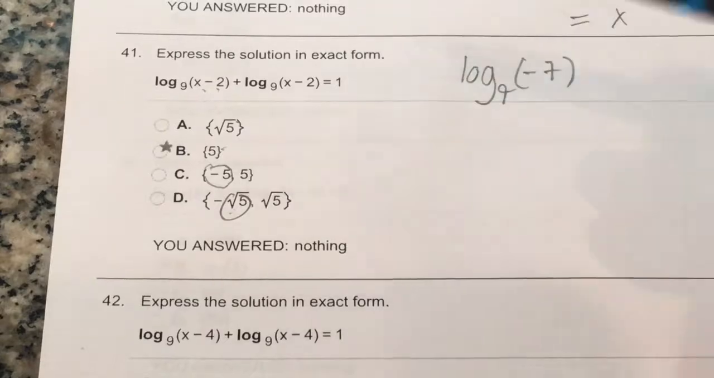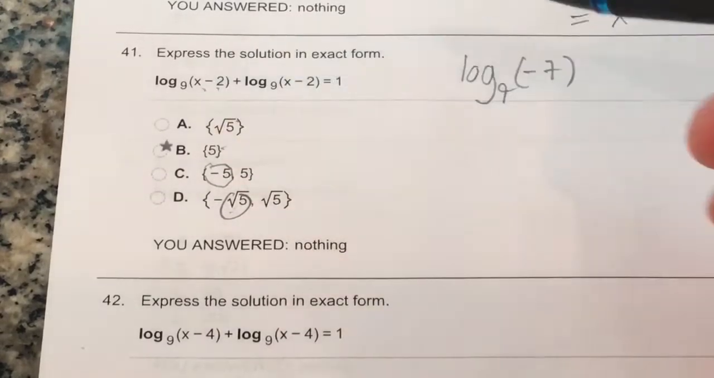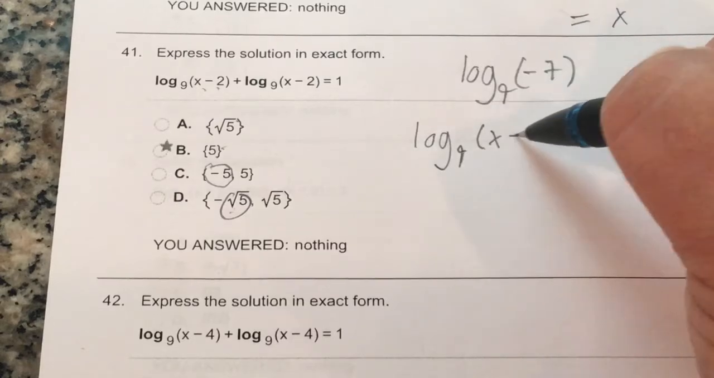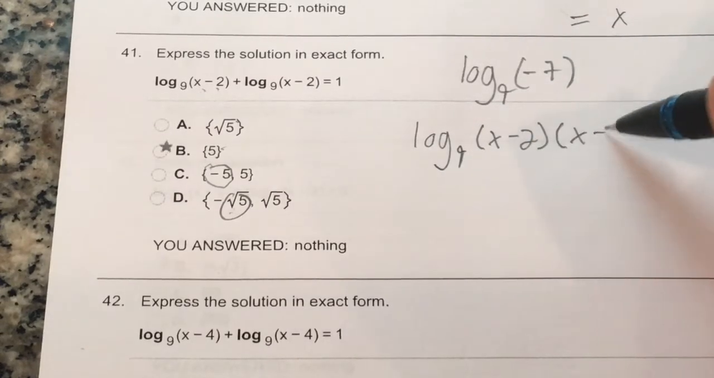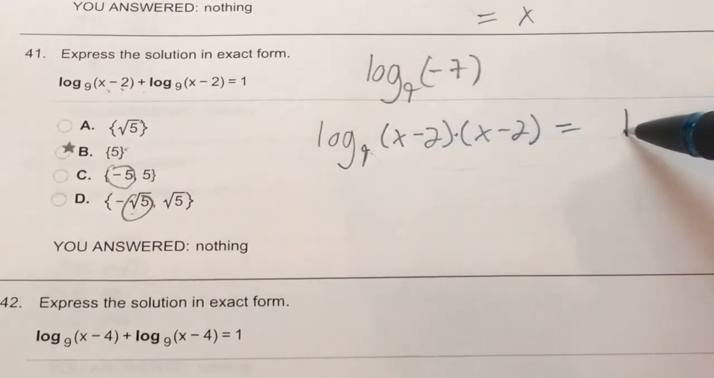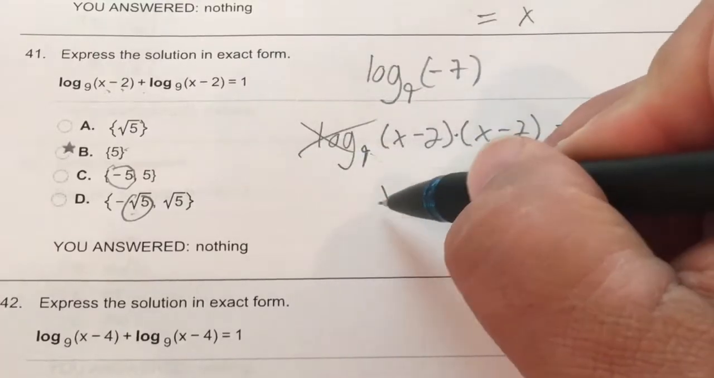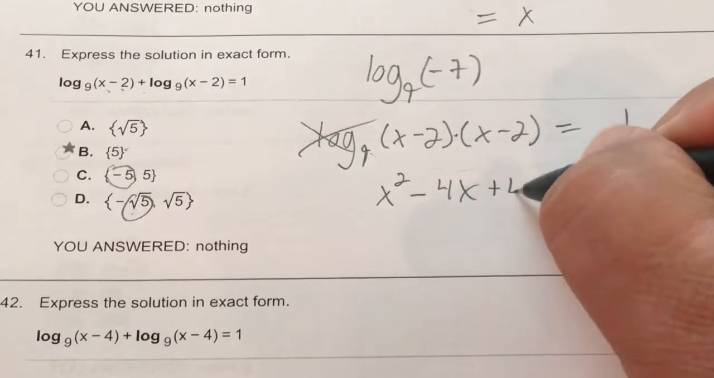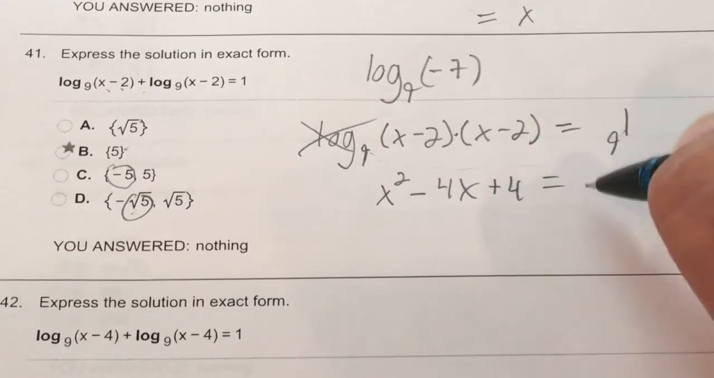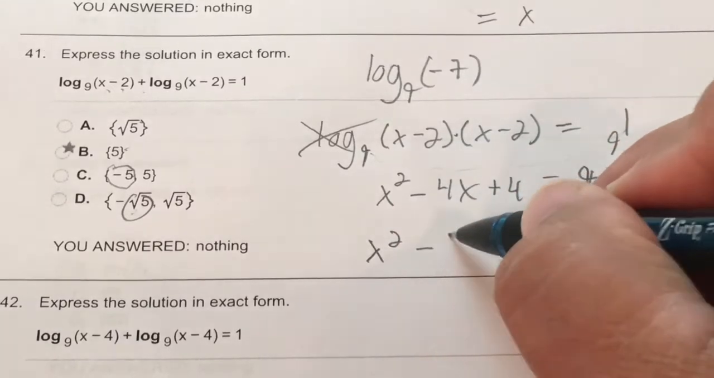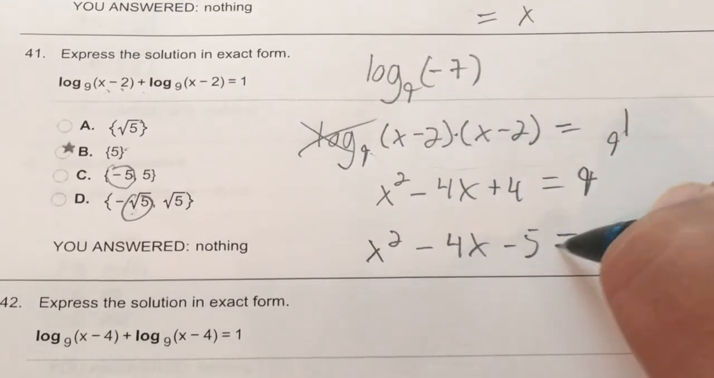I'm actually going to do the actual arithmetic for this. I'm going to change this to a single logarithm. That's going to give me log base 9 of x minus 2 times x minus 2, because the addition gets changed to multiplication, equals 1. The log leg kicks the 9 way over there and then runs away. So that's going to give me x squared minus 4x plus 4 equals 9 to the first, or 9. I'm going to subtract 9 from both sides. x squared minus 4x minus 5 equals 0.